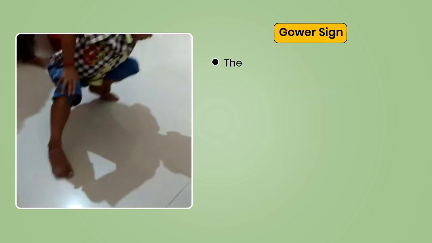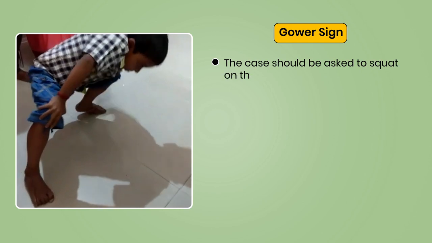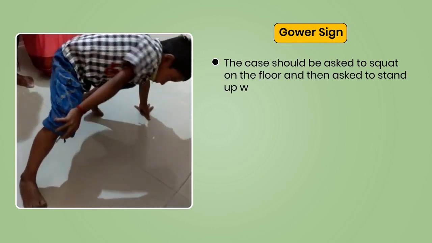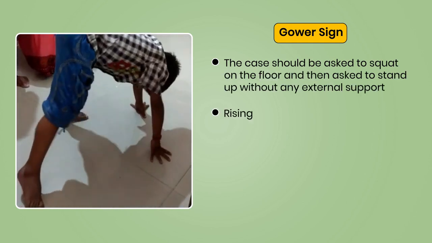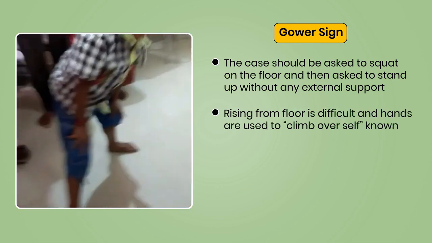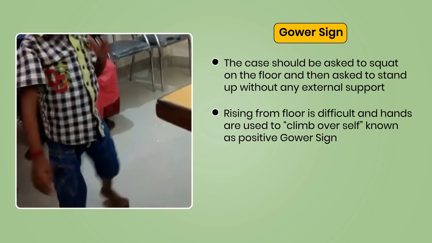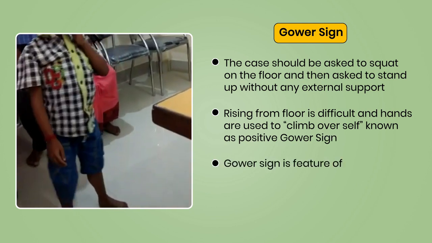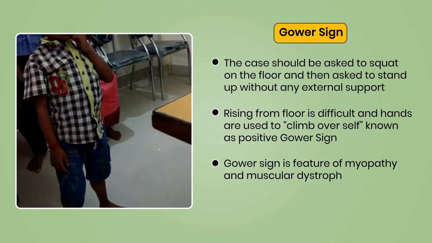Gower sign. The case should be asked to squat on the floor and then asked to stand up without any external support. Rising from the floor is difficult and hands are used to climb over self, known as positive Gower sign. Gower sign is a feature of myopathy and muscular dystrophy.